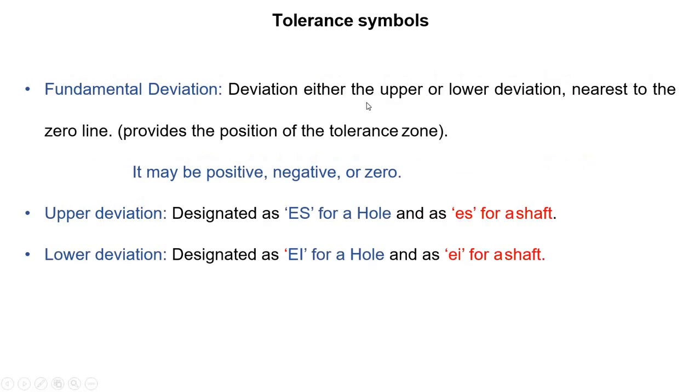The deviation, either upper or lower, nearest to the zero line is called the fundamental deviation. It provides the position of the tolerance zone relative to the zero line, on the positive side or on the negative side. Upper deviation is designated by ES for a hole and es for the shaft. So what is the upper deviation? It is the algebraic difference between the zero line and the maximum size of the hole or shaft. Lower deviation is the algebraic difference between the zero line and the lower limit of the hole or shaft.